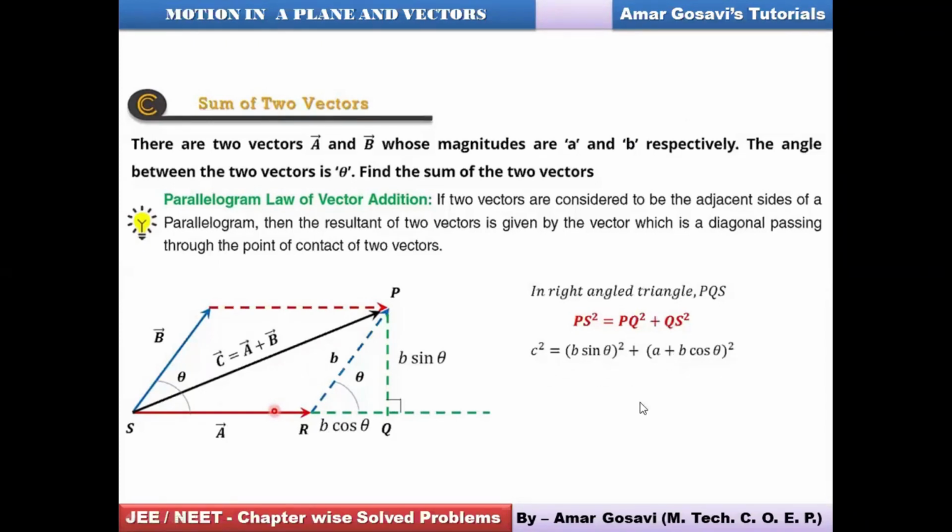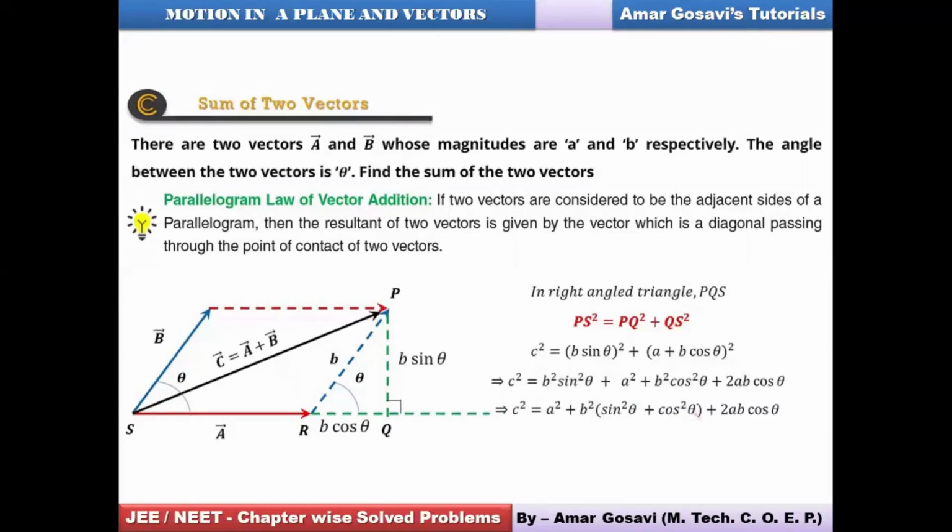Square both the sides. Let's see what happens. When you square it, you can see, C square will be B square sine square theta, plus, now you expand this bracketed term, what you get is A square plus B square cos square theta plus the middle term will be 2AB cos theta. Now, the same thing can be represented as C square equal to A square, you take it first, plus B square, and what remains in the bracket, sine square theta plus cos square theta, plus 2AB cos theta, friends.